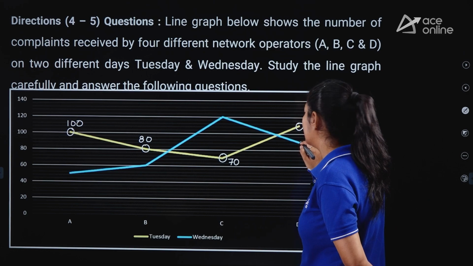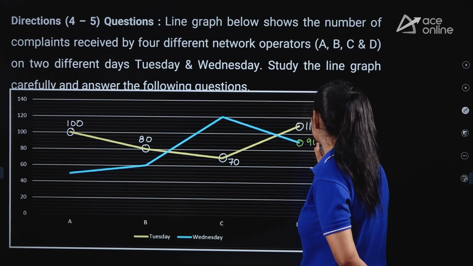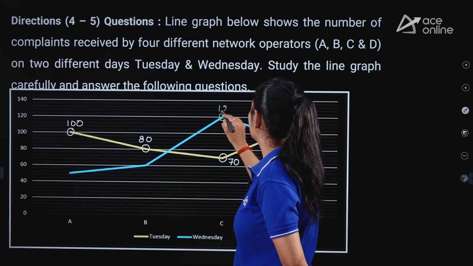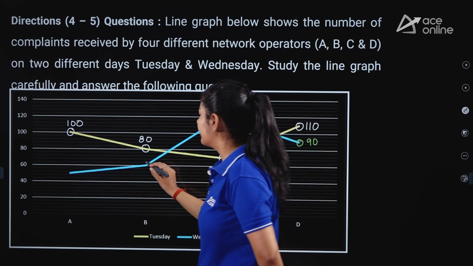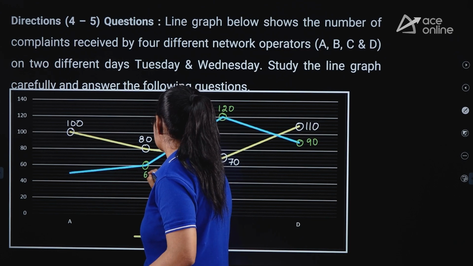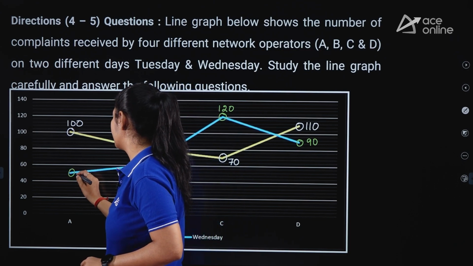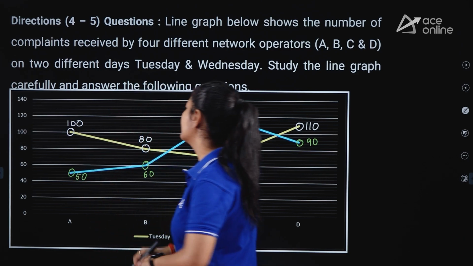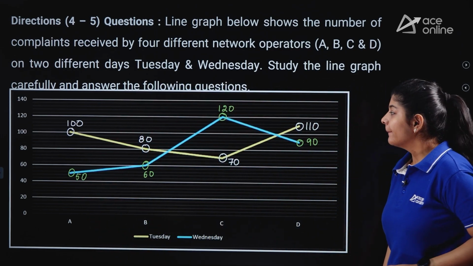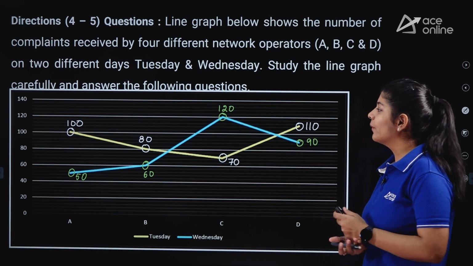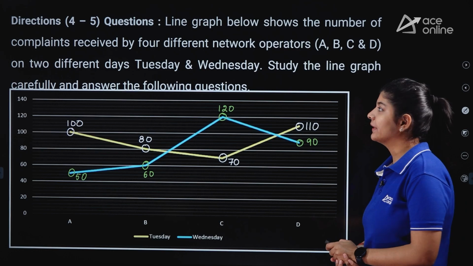Here this value is nothing but 90, right? Here we have this value as 120. Here we have this value as 60 and this value as 50. This value as 50. Now, based on this particular line graph, we have two questions. Let's see what they are and how we are going to deal with them.